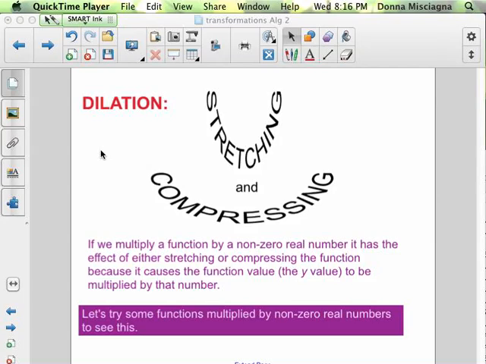So now let's look at dilation, stretching and compressing. Stretching, the graph is going to grow vertically. Compressing, the graph is going to shrink vertically. If we multiply a function by a non-zero real number, it has the effect of either stretching or compressing the function because it causes the function value, the y value, to be multiplied by that number. Let's try some functions multiplied by non-zero real numbers to see this.